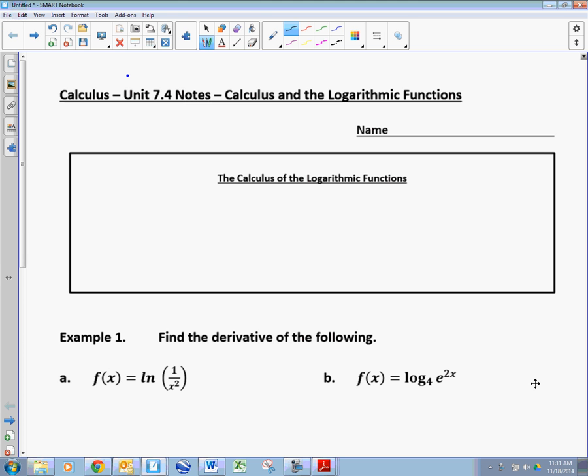Calculus of logarithmic functions. Here's an example. Yesterday, you found that the derivative of e to the x was e to the x. Today, suppose you do not have e to the x, but rather a different number to the x power, so b to the x. The derivative is b to the x times the natural logarithm of b.